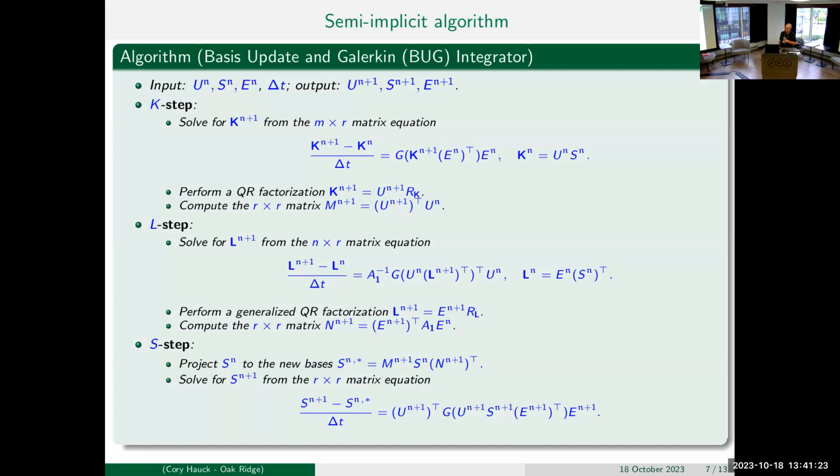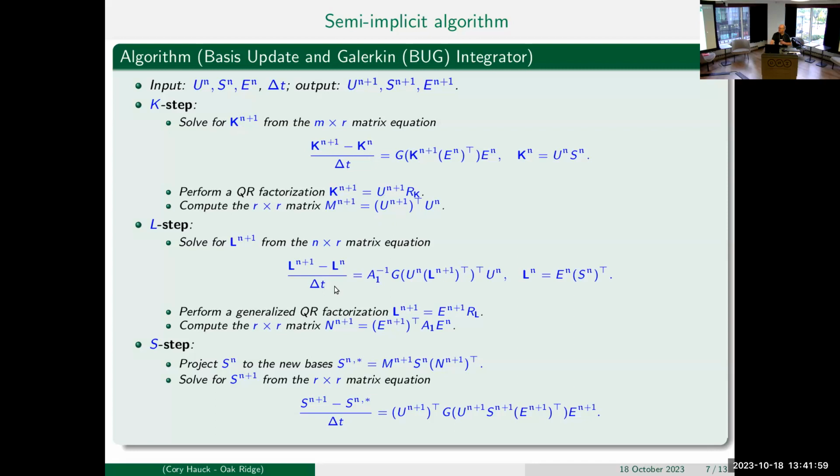So the idea is that if you were given U, S, and E, and a delta T, it's going to output that factorization at the next level. Essentially it does an update for K that's implicit just in the K terms. It's explicit in the other terms. And then to get back U at N+1, you do a QR factorization.